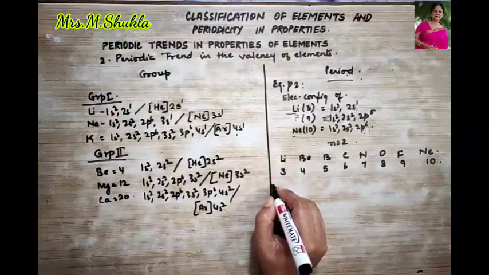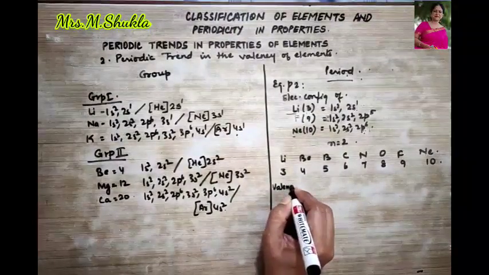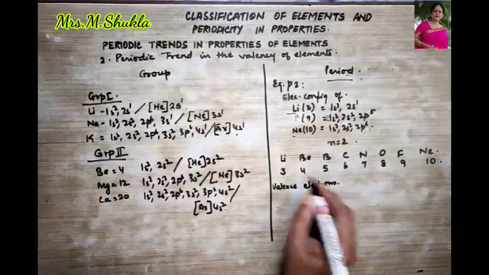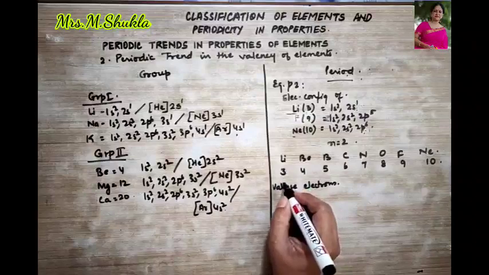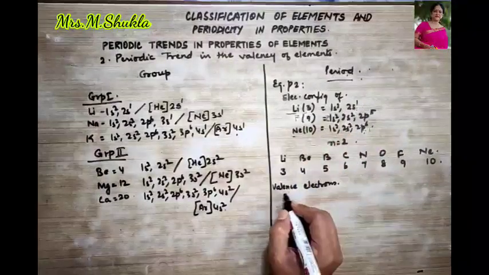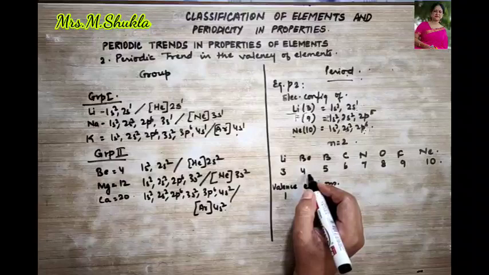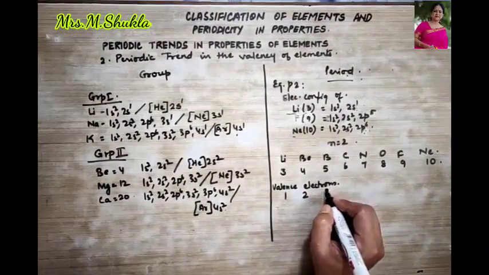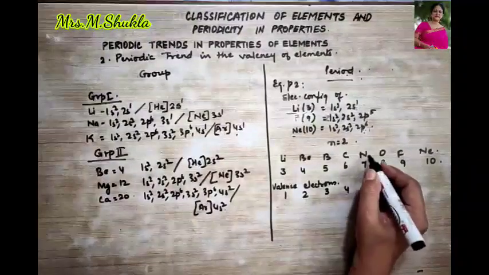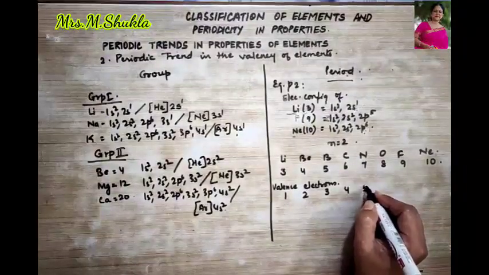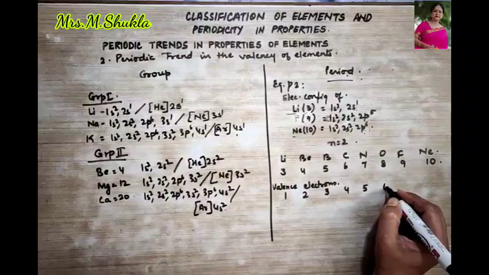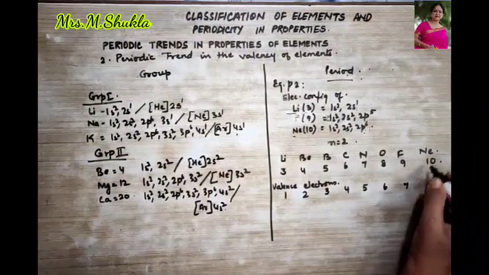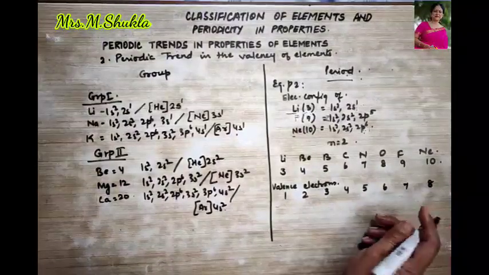So now let us look at their valence electrons, okay, in each of them. So in lithium, the valence electron is how much? Valence electron is 1. In beryllium, valence electron is how much? 2. Boron, it is 3. Carbon, it is 4. Nitrogen, it is 5. Oxygen, it is 6. Fluorine, it is 7. And neon, it is 8.